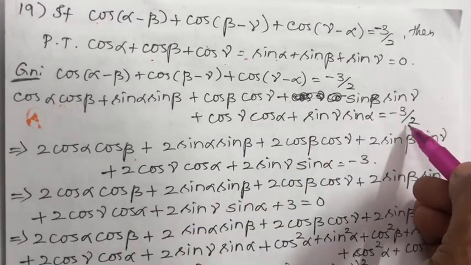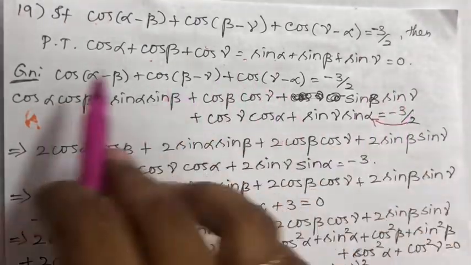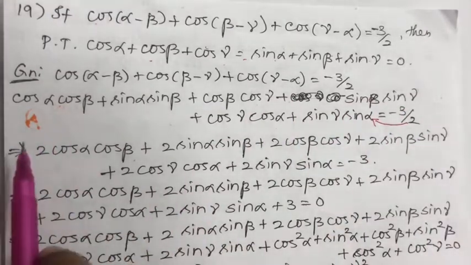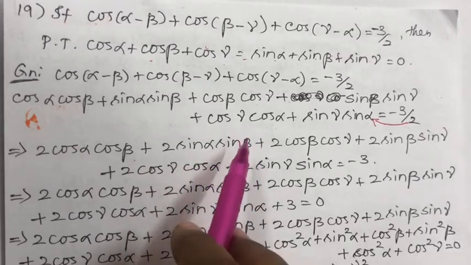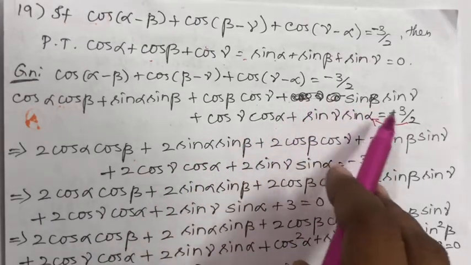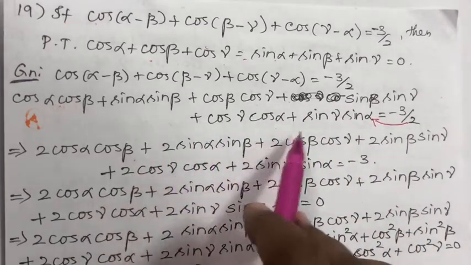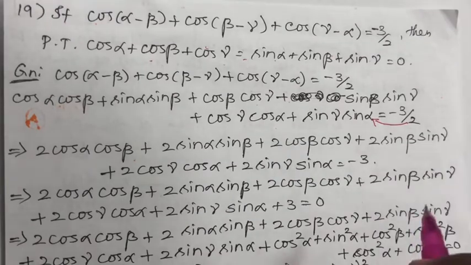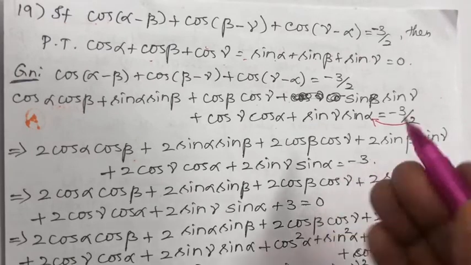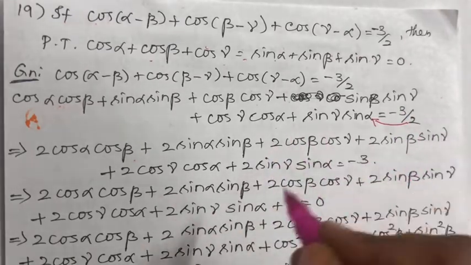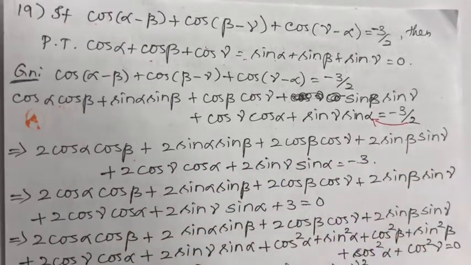So, now I am going to cross multiply this 2 to the opposite side. So, this 2 can be multiplied with all the terms. So, 2 cos alpha cos beta plus 2 sin alpha sin beta plus 2 cos beta cos gamma plus 2 sin beta sin gamma plus 2 cos alpha cos gamma plus 2 sin alpha sin gamma. That is equal to minus 3. In the next step, we can bring this minus 3 to this side. So, it will become plus 3. The same expression plus 3 is equal to 0.